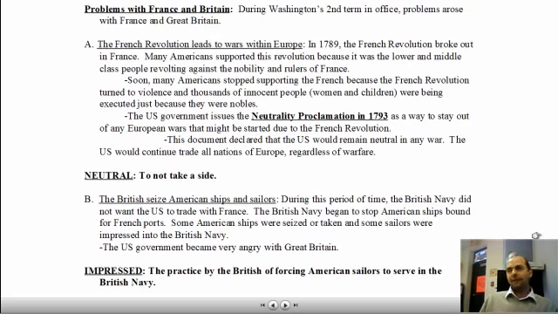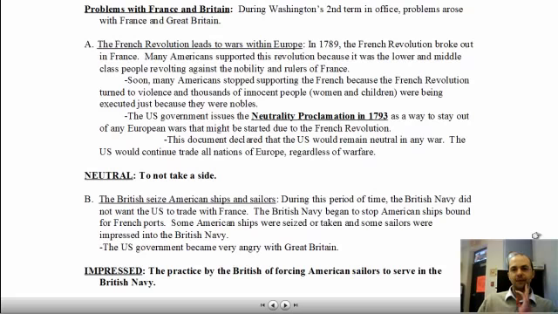So, this kind of put the U.S. in a funny situation, because if France was fighting England, England was fighting France, and the United States is trading with both, well, you just can't please both sides. So England would see the United States as an enemy for trading with France, and France would see the United States as an enemy for trading with England. The word neutral means to not take a side.